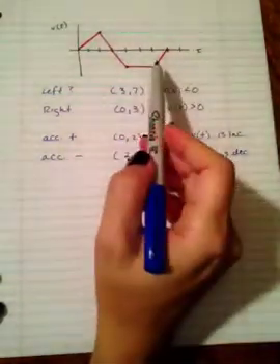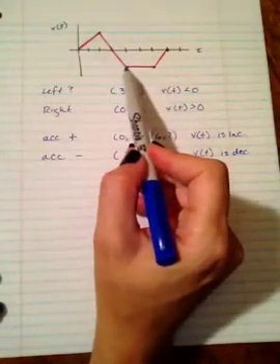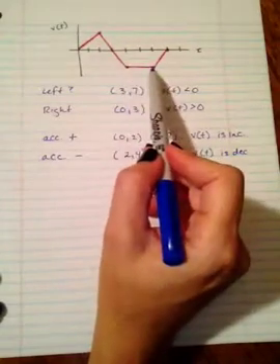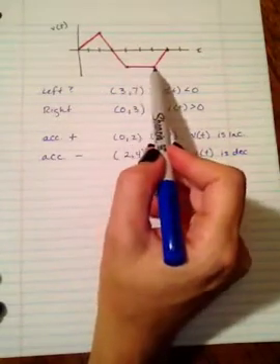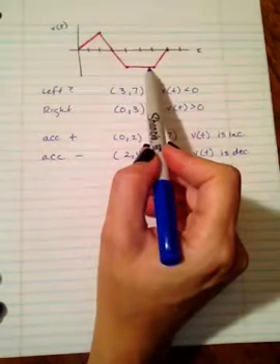Which makes you wonder, okay, what's happening from right here to right here? Well, my acceleration is 0. My velocity is constant, so the slope of the velocity, the acceleration, is 0. So it's not changing speed.